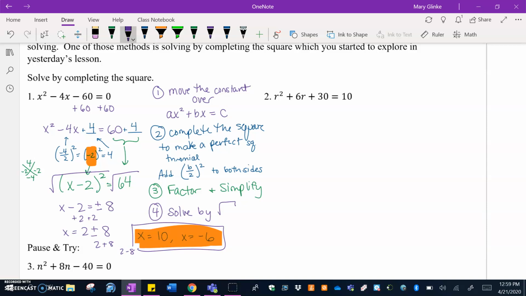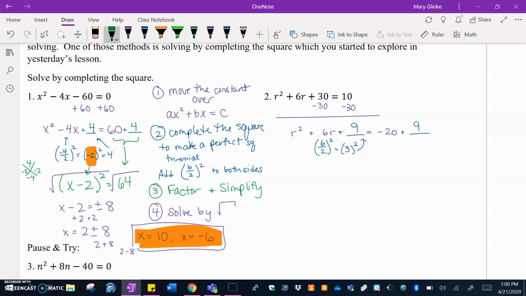Let's go ahead and try example 2 using the same method. So step 1 is to move the constant over. So this 30 needs to move to the other side. We're going to get r squared plus 6r equals negative 20. And as we move that over, we're going to leave ourselves that space on both sides so that we can do step 2, which is complete the square. We're going to be doing b divided by 2 and squaring it. And so when we simplify that, that's going to become 3. And 3 squared is going to become a 9.